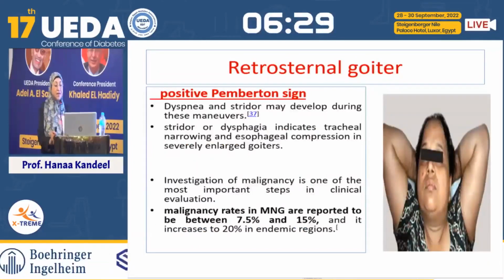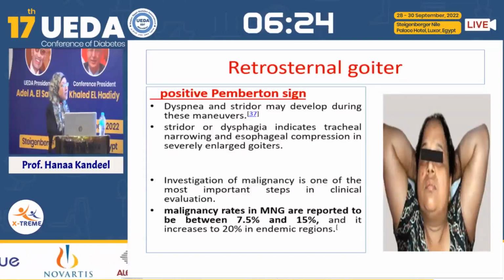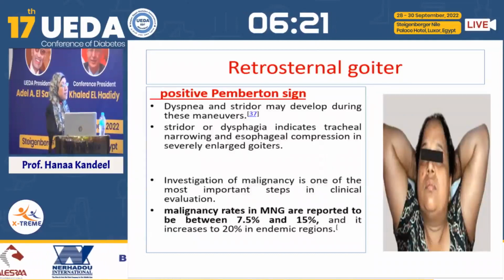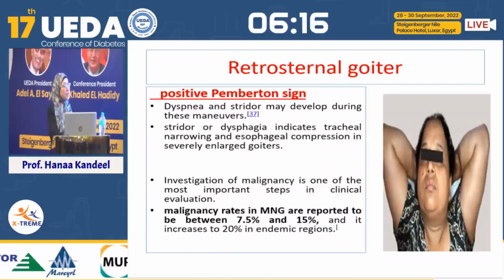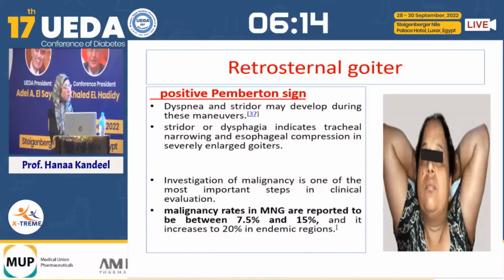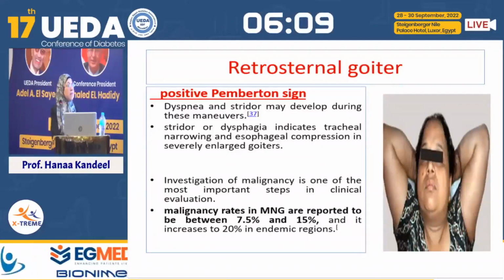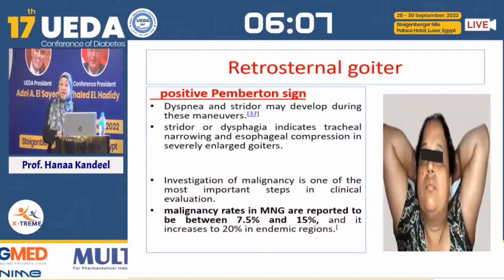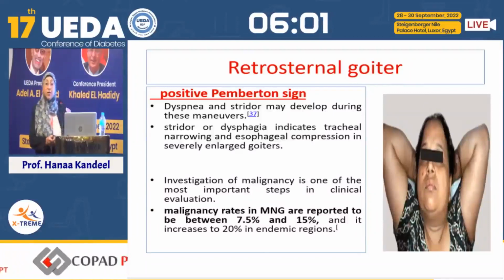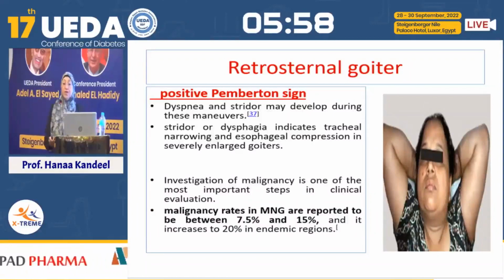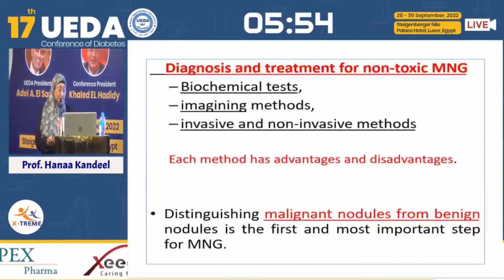Retrosternal goiter: this is a positive Pemberton sign. We ask the patient to elevate her hands like that, and we flex the head on her neck. If we find engorgement of the neck veins or a plethoric face, or the patient feels difficulty of breathing, this means a positive sign, and it means retrosternal extension, and it's better to send the patient for surgery if the patient didn't respond to the treatment and the gland didn't decrease in size.